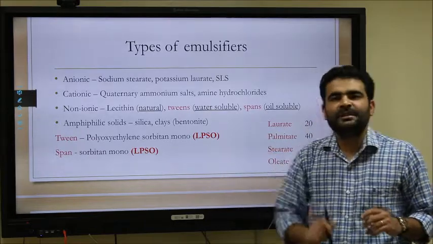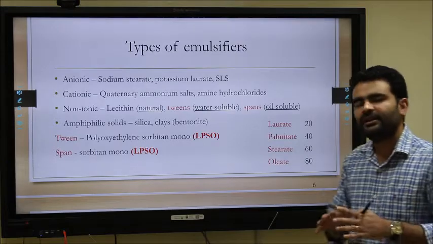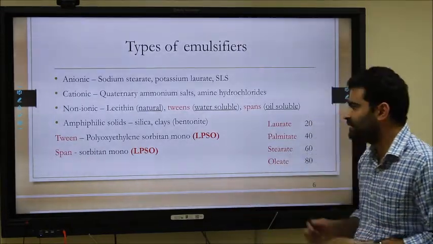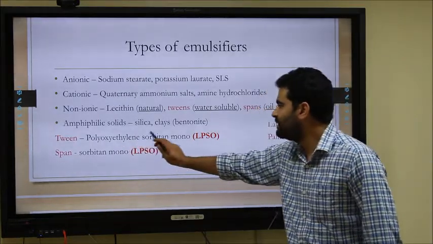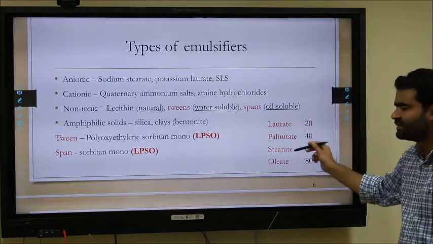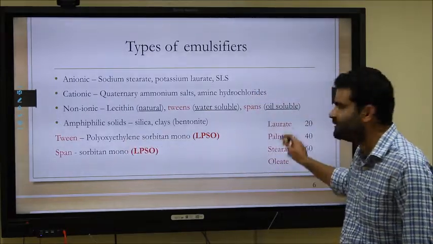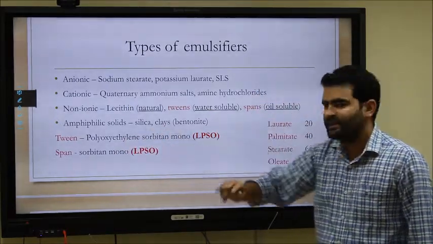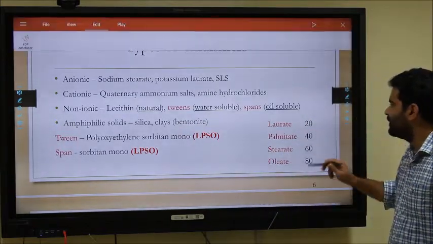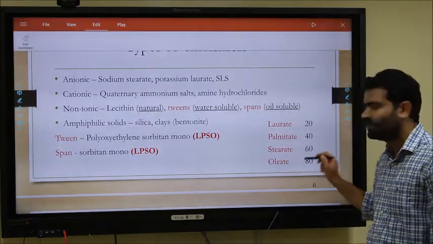Now come to the Tweens and Spans. Tweens और Spans जो हैं most commonly used emulsifiers हैं. It is used to prepare a large number of emulsions in laboratory practices in small scale preparations. So Tweens are the polyoxyethylene sorbitan mono salts of lauric acid, palmitic acid, stearic acid and oleic acid. So when this molecule is reacted with these acids, they form Tweens. So they are classified on the basis of molecular structure. For example, laurate is given the number 20, palmitate is 40, stearate is 60 and oleate is 80.